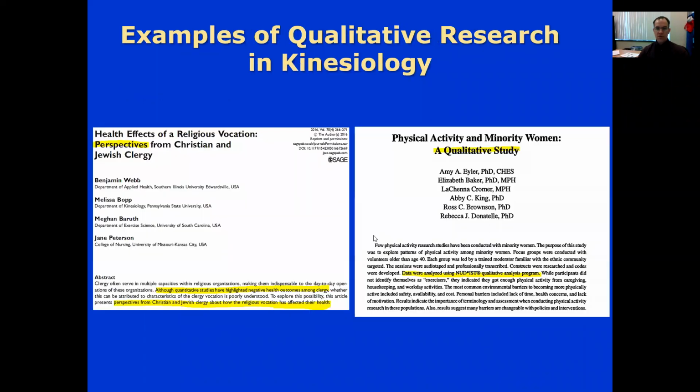Now here are two examples of qualitative research in kinesiology that you can use to learn ways to identify qualitative research. On the left, we have a keyword, perspectives. That is one way to identify qualitative research, and also in the abstract when it talks about qualitative studies. And again, the word perspectives. On the right, it is more explicit when it talks about a qualitative study, and also the use of qualitative data analysis and collection. So these are some clues with which to identify studies that are qualitative in nature.